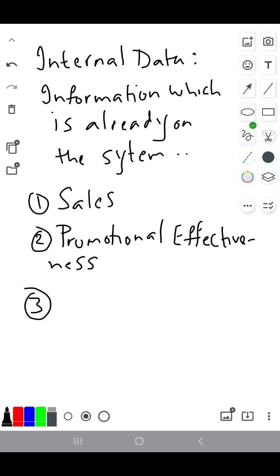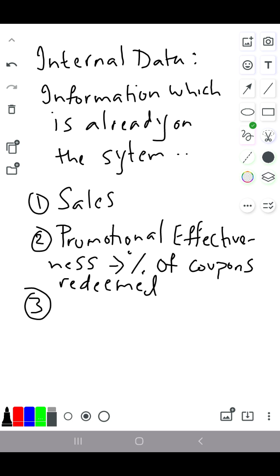All right, another example would be the percentage of coupons redeemed. So this would be another example: the total percentage of coupons redeemed. Basically it tells you how many people actually used your promotion, how many people used the coupons that you issued for promotion. So this is redeemed. And this has to do with promotional effectiveness.